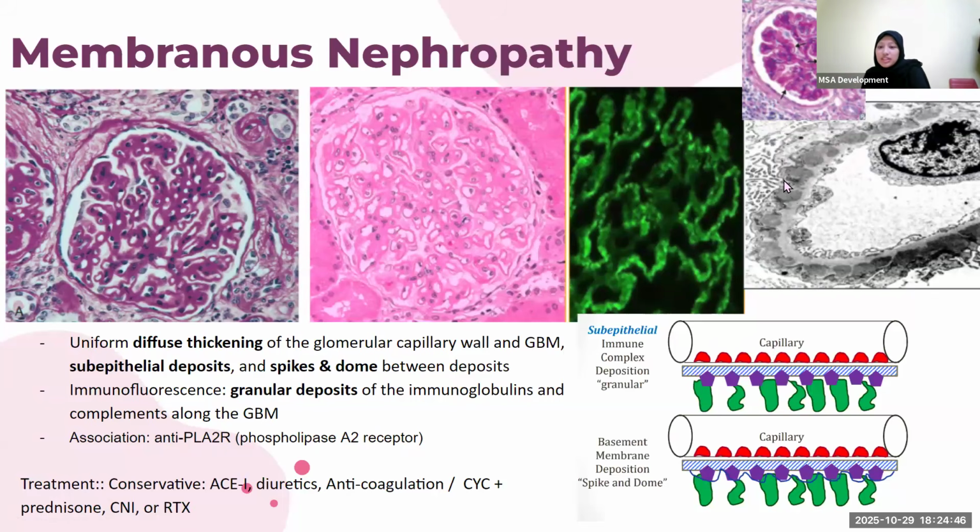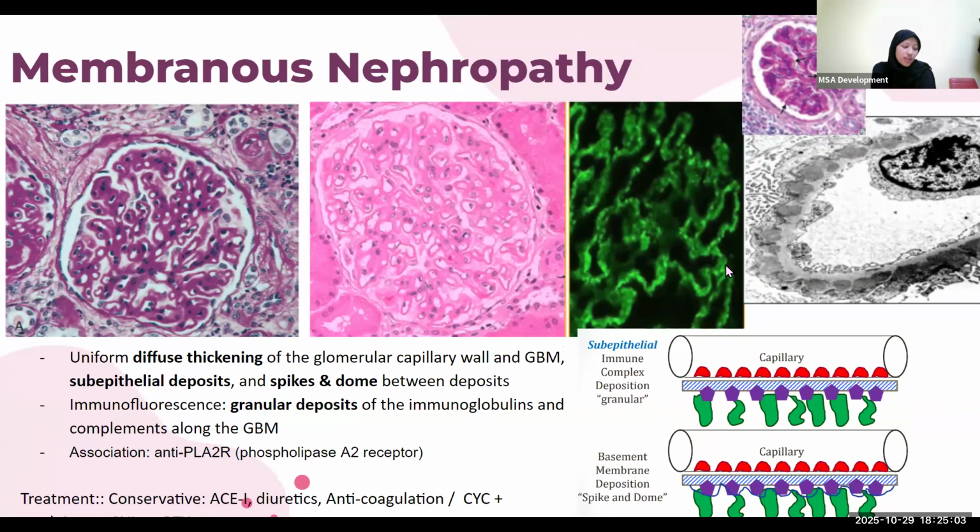a characteristic feature of this disease, which is spike and dome. So you would see these deposits. These are not normal. These are deposits along the membrane. We have never seen those before with the other two. So membranous is the first one we see, and these are specifically subepithelial deposits, beneath the epithelium, beneath the podocytes.